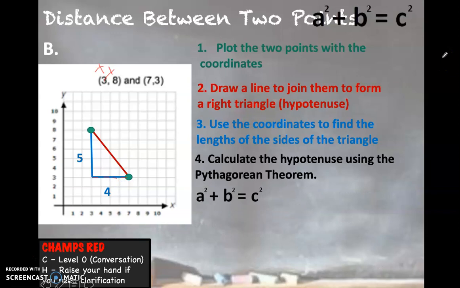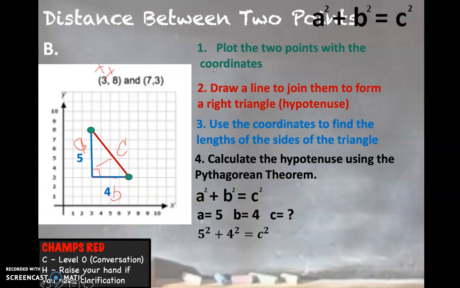I can then go ahead and label my pieces. My C is across from the 90-degree angle. This L shape creates this 90-degree angle. It's my longest side as well. And then I will label left to right, and I'm going to go A and B.